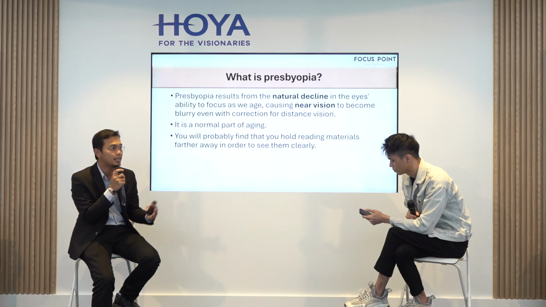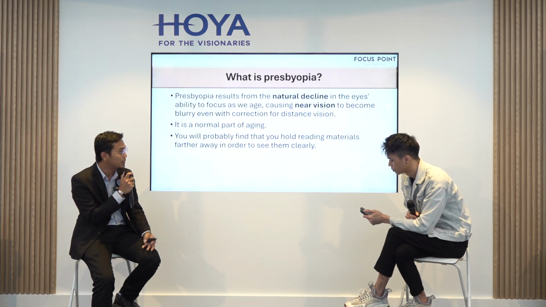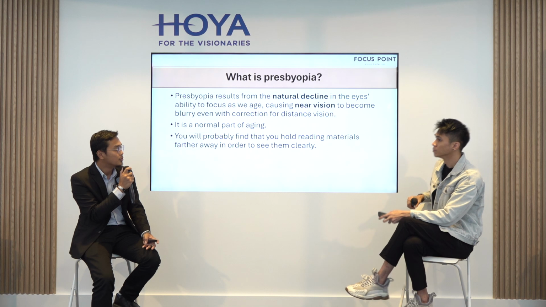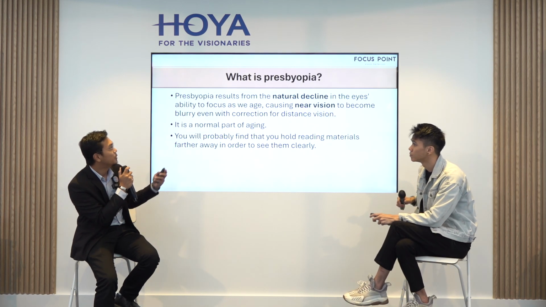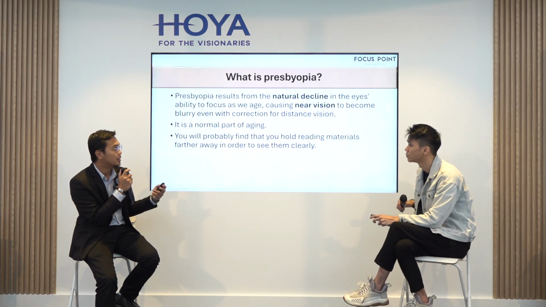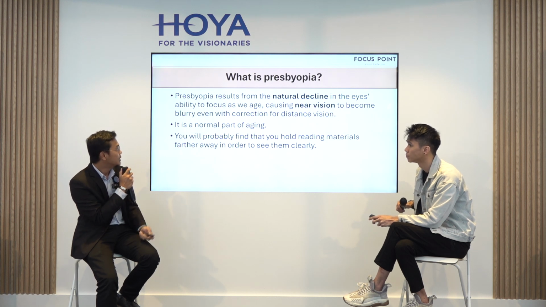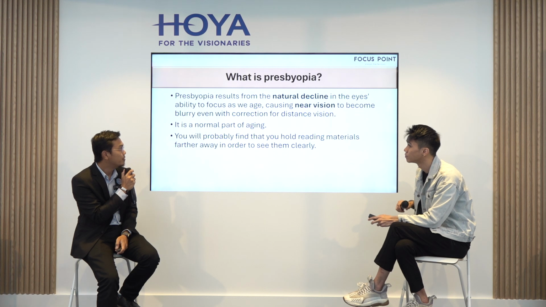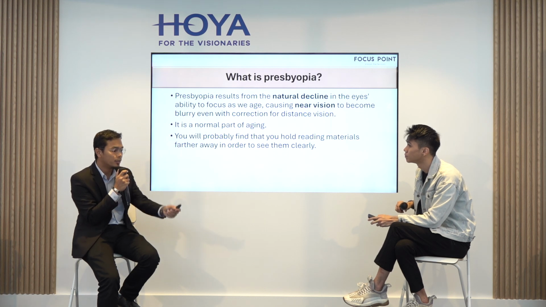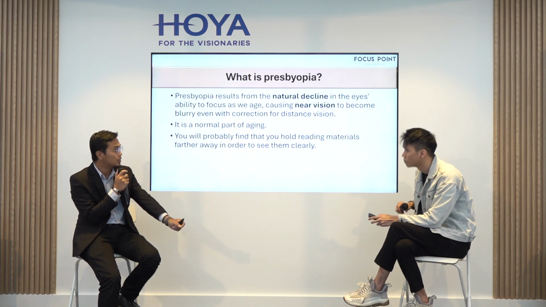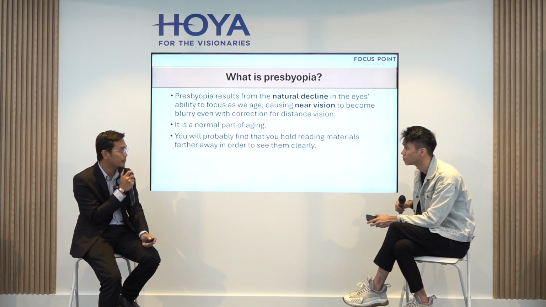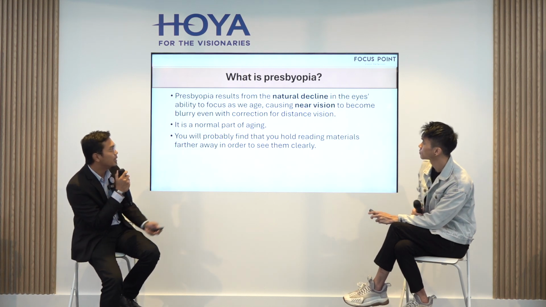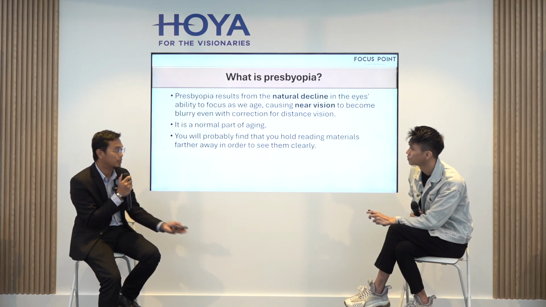So presbyopia, or short arm syndrome, is basically a natural declining of your ability to see near. As we age, the eyes' ability to focus at near declines. It is a normal part of aging. You feel that when holding reading material, you have to push it slightly further away in order to see it clearly. Normally it starts at age 40 and above.